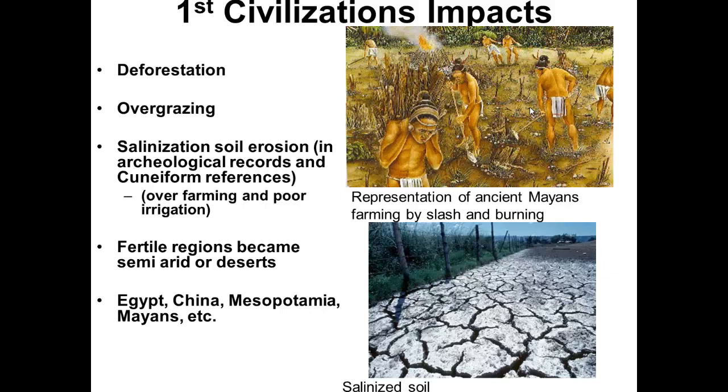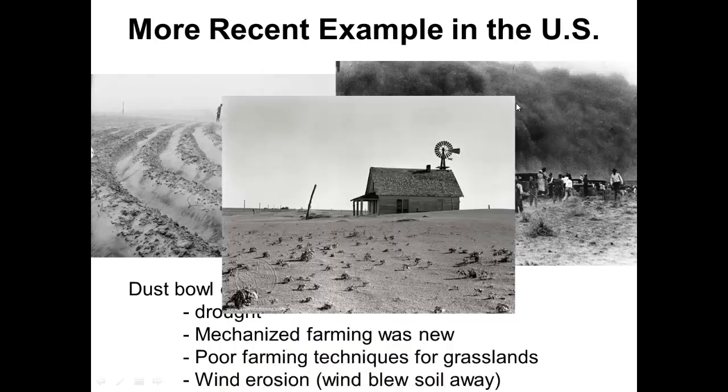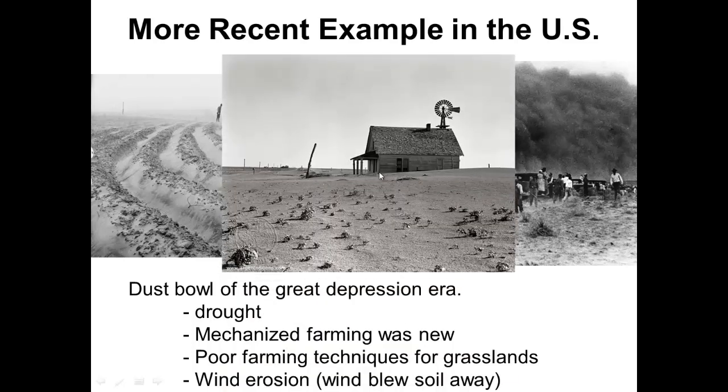So something to keep in mind, and this is not just old news. We have recent examples of this in the U.S. That's called our Dust Bowl, the Great Depression, where from poor farming practices, the wind came in and swept off our soil. And you can see even this home being buried in the soil because of the wind just carrying it away. So we couldn't grow crops. People were starving in the streets.